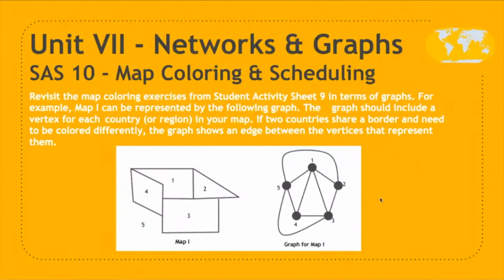All right, so let's revisit the map coloring exercises from student activity sheet 9 in terms of graphs. So for example, map 1 can be represented by the following graph. This graph should include a vertex for each country, 1, 2, 3, 4, 5, or region in your map. If two countries share a border and need to be colored differently, the graph shows an edge between the vertices that represent them. So in other words, this edge represents a shared border.